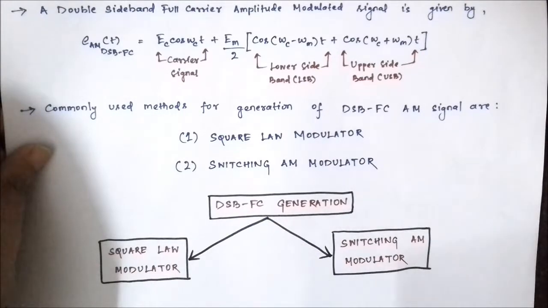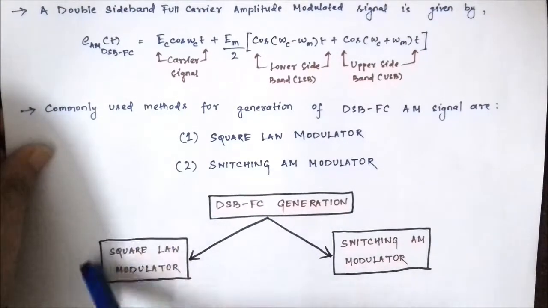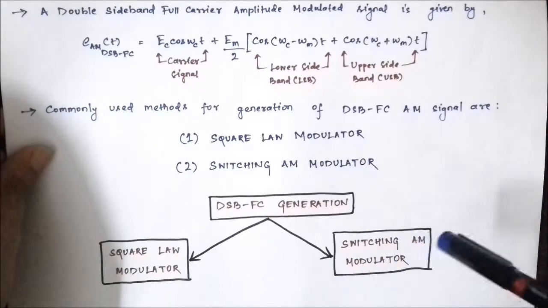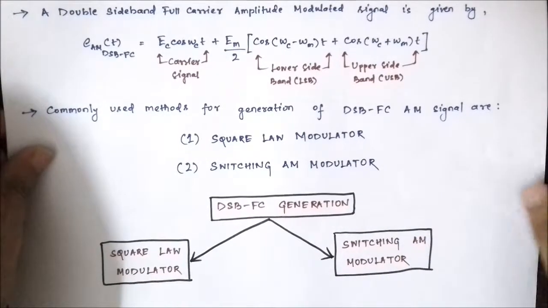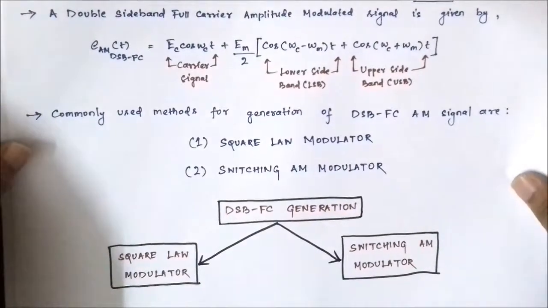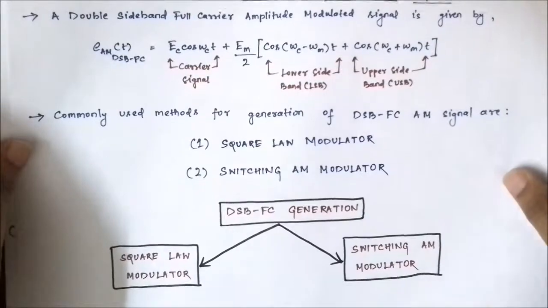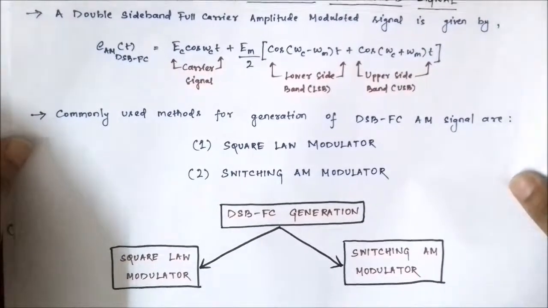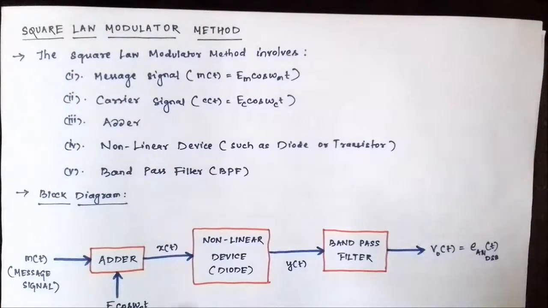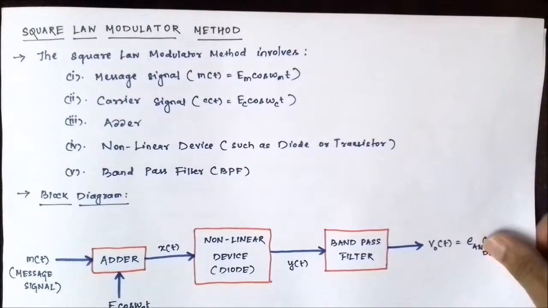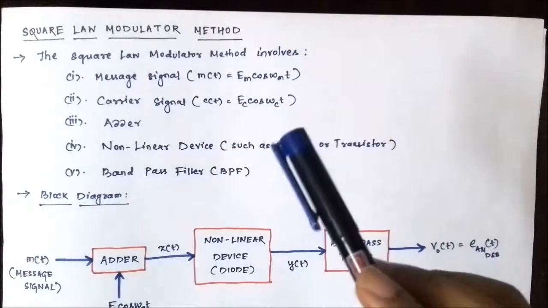In today's video, we will be discussing the square law modulator and we will be discussing the switching AM modulator in a separate video. Okay, so let's understand the generation of a double sideband full carrier signal using square law modulator. The square law modulator method involves the following things.